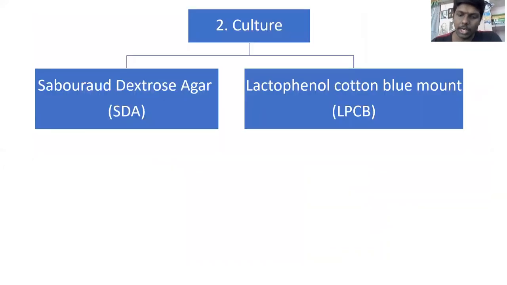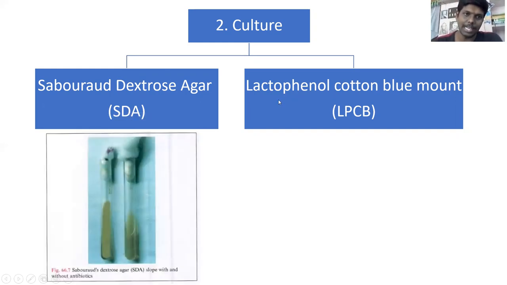Then next we are going to see the cultures. How are we going to culture these fungal samples? We can go for two preparations for culturing. The first one is SD agar. We can grow this fungal culture in SD agar, and that can be visualized under lactophenol cotton blue mount. So the grown fungus can be observed under lactophenol cotton blue. So these are the two cultures we have.